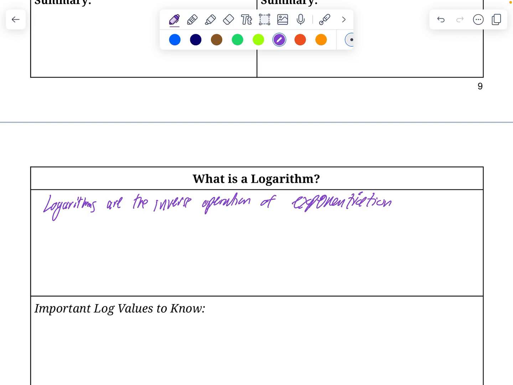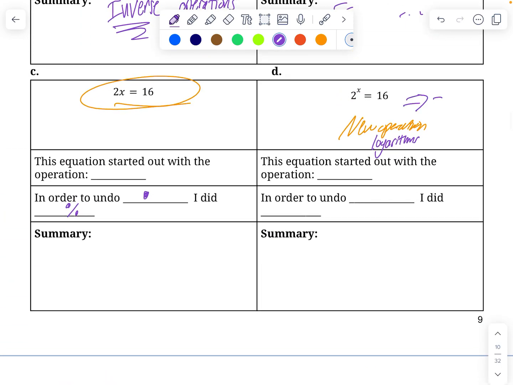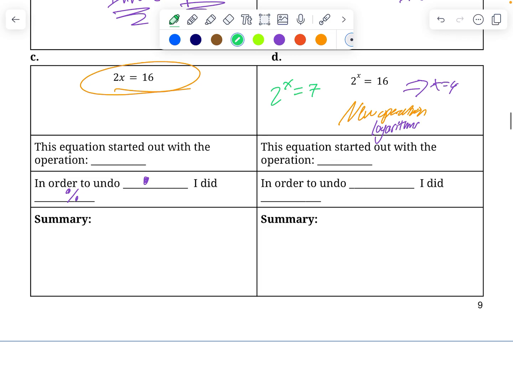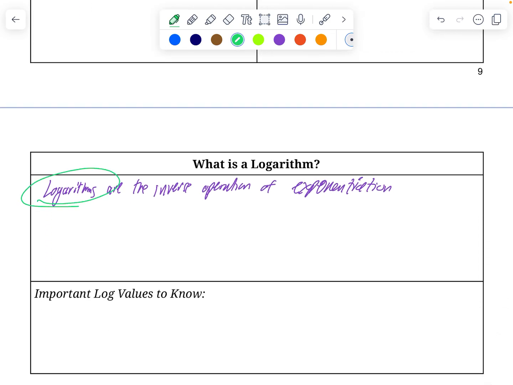There is a way to undo 2 to the x equals 16. You need to use logarithms. Now, if you're sitting there thinking, dude, I know the answer to this was just 4, because 2 to the 4th is 16, yeah, cool. Except if I said, okay, 2 to what power is 7? Well, I don't know. It's not 3 because that's 8. It's not 2 either. So you need an actual operation to give you more exact answers. And that inverse operation is called the logarithm.